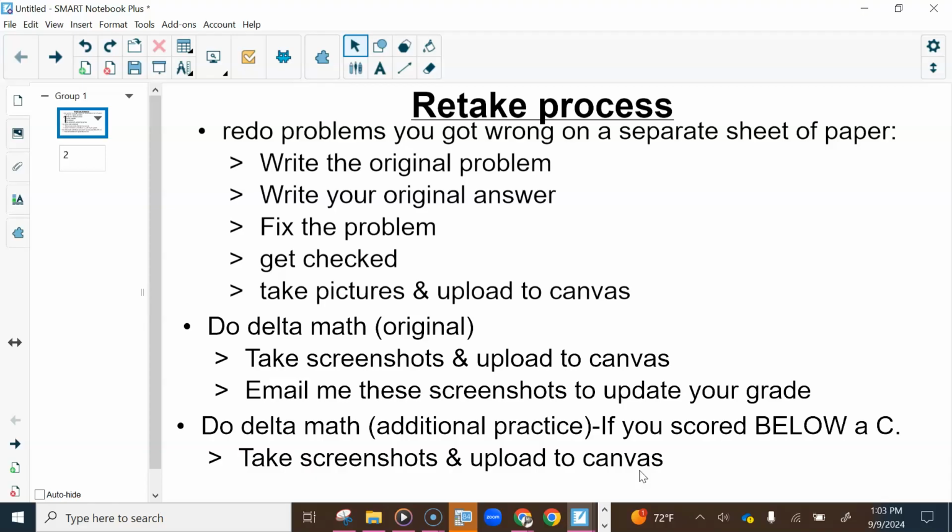You've got to get your test corrections checked. And then once all of those are checked, I'm going to show you where to upload them. You have to do your original DUS math, so the ones that were due not last week, but 2 weeks ago, and then the one before that. Those have to be done in order for you to retake. If you scored below a C, you also have to do additional practice on whichever objective you want to retake. Questions on that retake process?